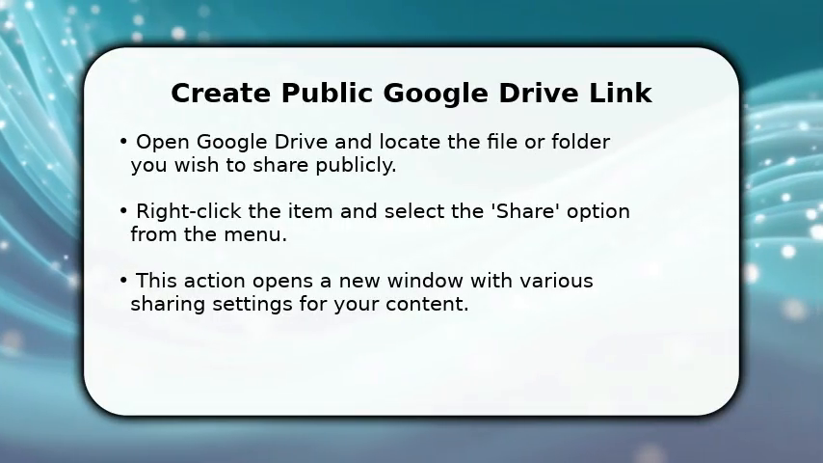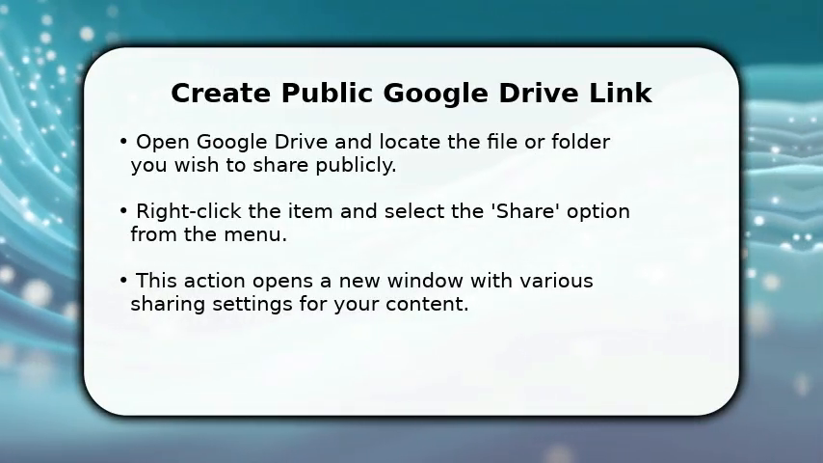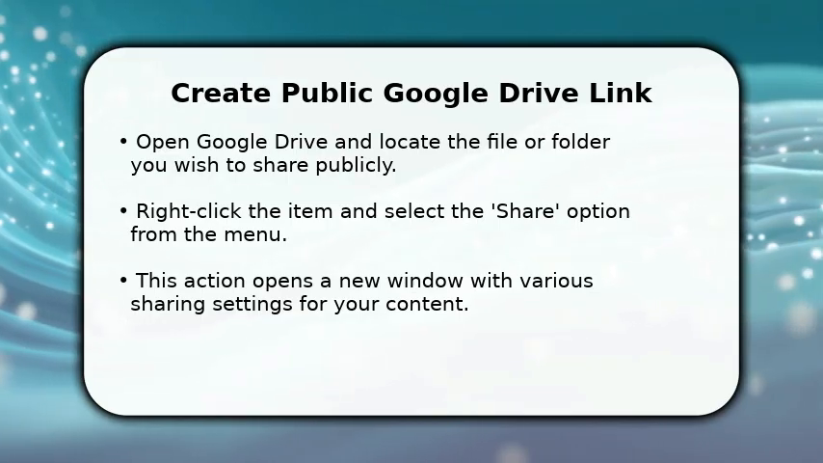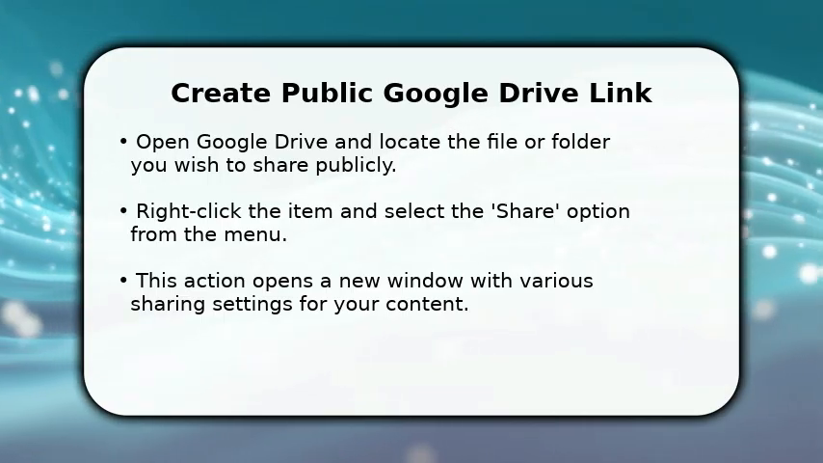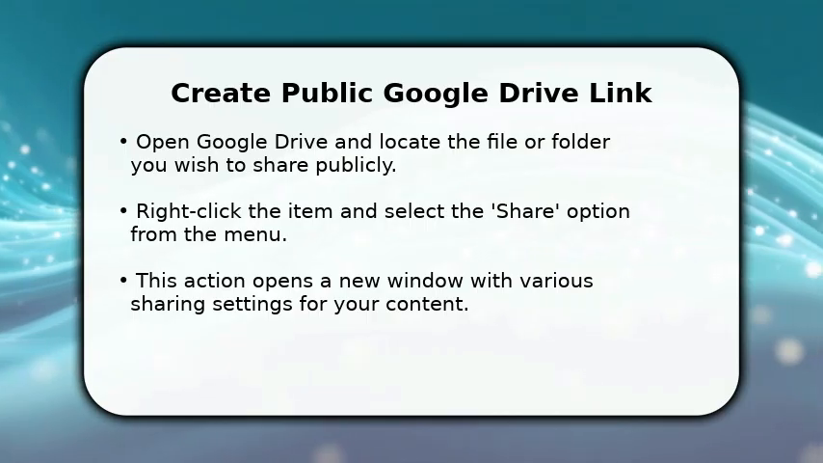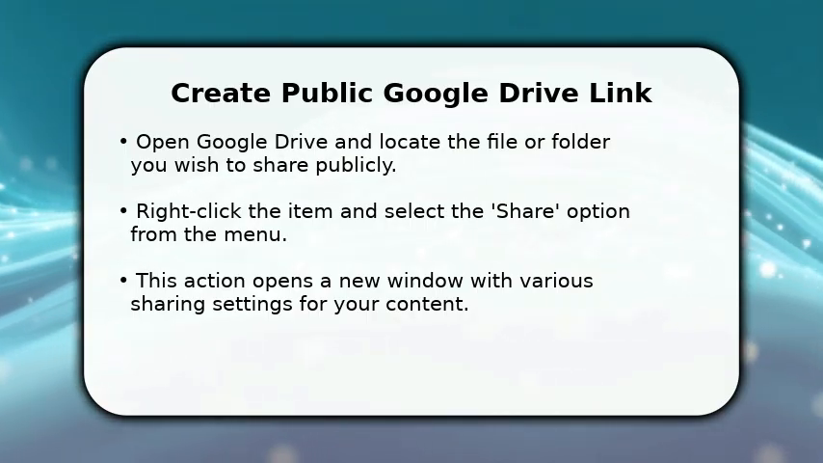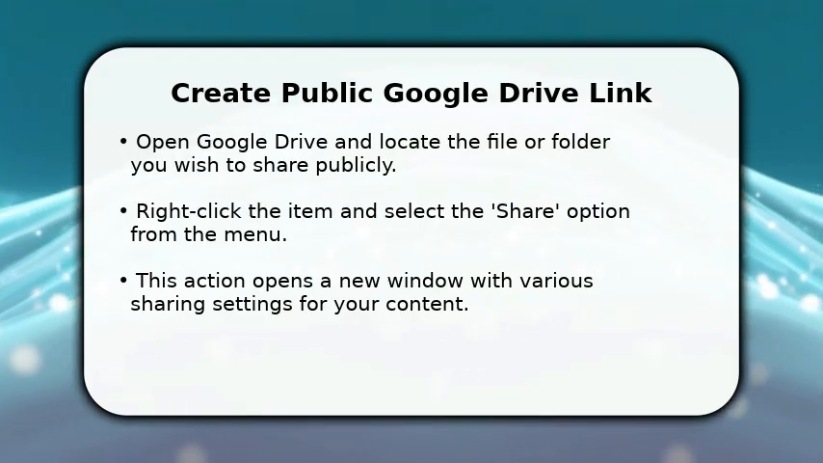In this video, I will explain how to create a public link in Google Drive. First, open your Google Drive and find the specific file or folder you want to share with others. Right-click on it to bring up the context menu, which offers various options for managing your content. This initial step is crucial for setting up your sharing preferences correctly and efficiently.